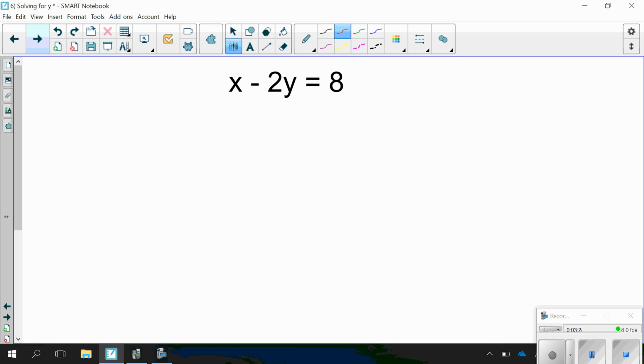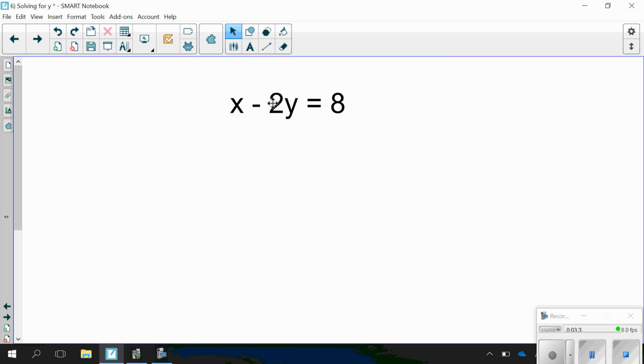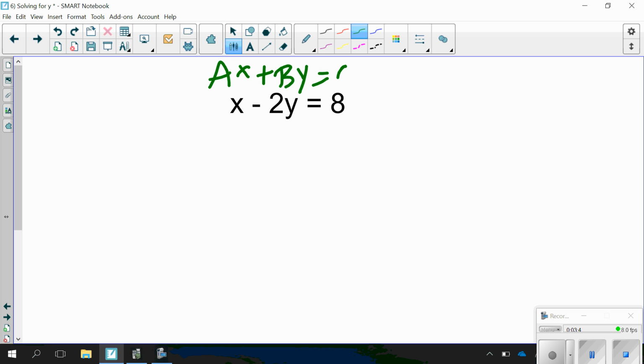Let's try another one. X minus 2y equals 8. Now I know that this is not in y equals form, so I need to go ahead and transform it. Ax plus by equals c. So to do that, we do opposite of a. So what number is in front of x if we don't see it? 1. So my a is 1.